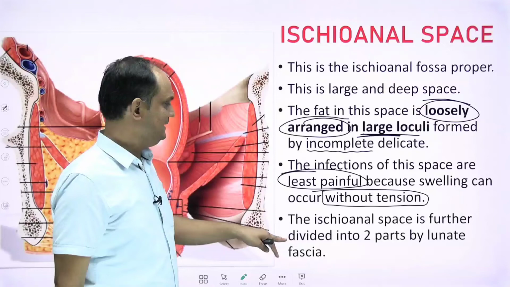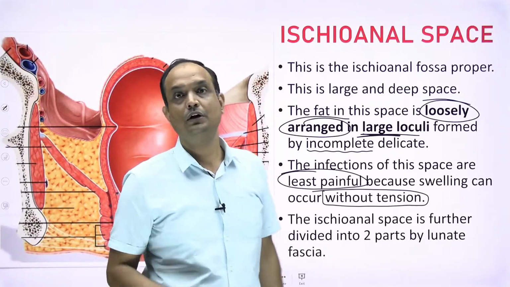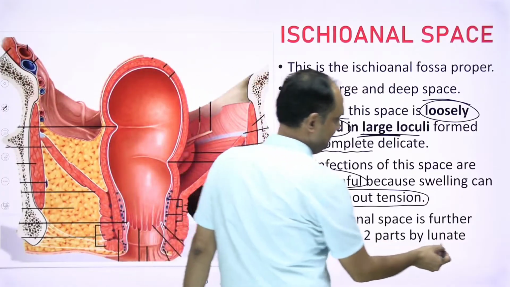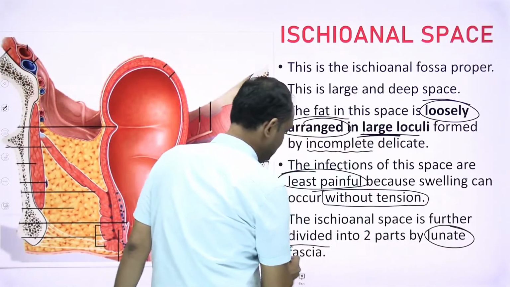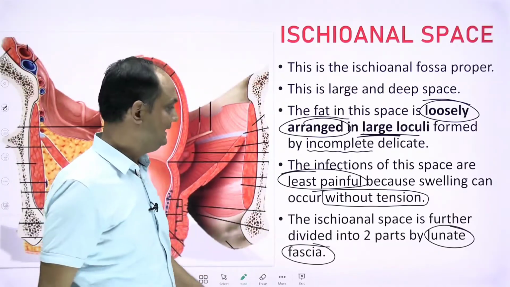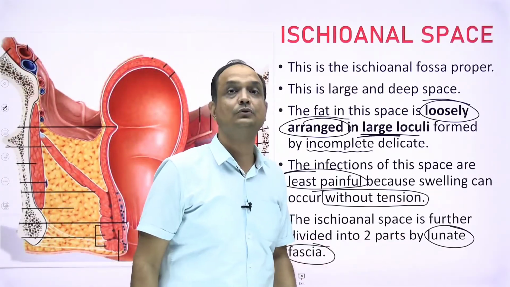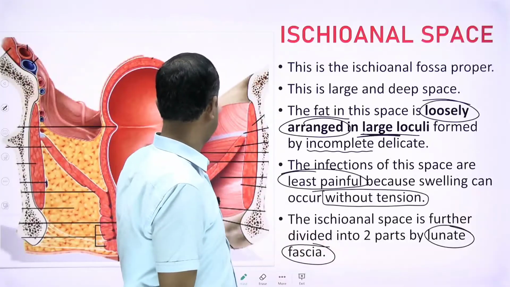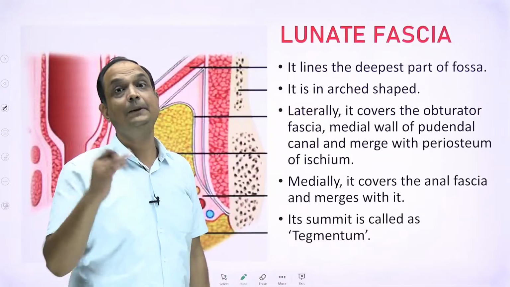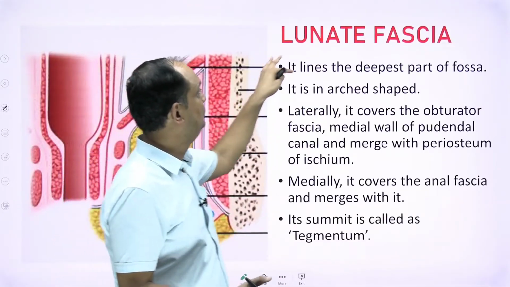The ischioanal space is further divided into two parts by the lunate fascia. Now, this is again an important thing to understand: what is the lunate fascia? The lunate fascia is a half moon shaped structure, and it divides this ischioanal space into two parts. So, the line that lies deep in the fossa is known as the lunate fascia.